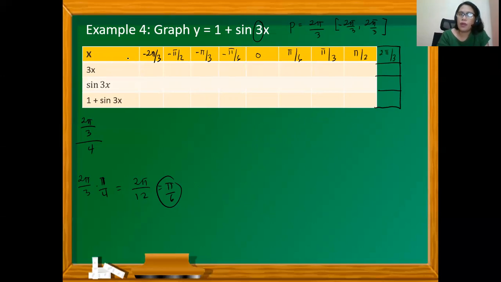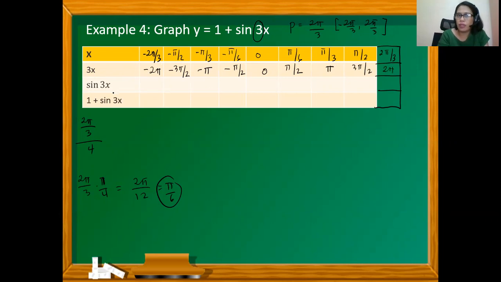And then as we multiply each value of x here by 3, we go back to quadrantal values. So this is negative 2 pi over 3 times 3. This is negative 2 pi. Negative pi over 2 times 3 is negative 3 pi over 2. Negative pi over 3 times 3, we have negative pi. Negative pi over 6 times 3, we have negative pi over 2. 0 times 3 is 0. Pi over 6 times 3 is pi over 2. Pi over 3 times 3 is pi. Pi over 2 times 3 is 3 pi over 2. And 2 pi over 3 times 3 is 2 pi.